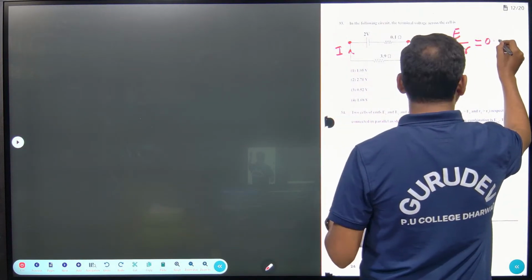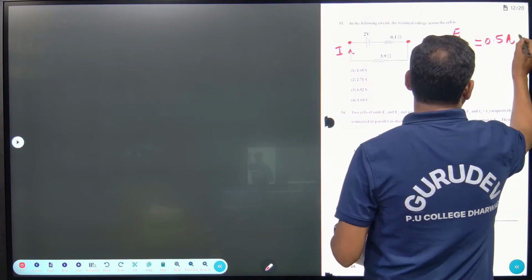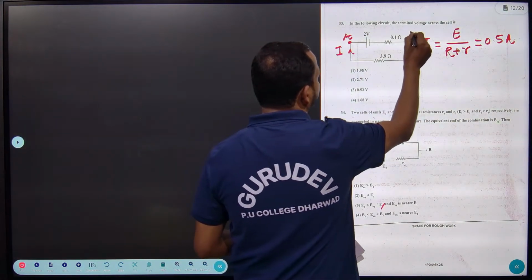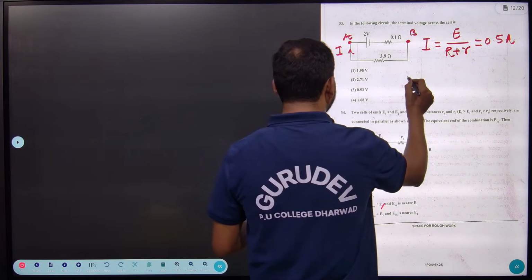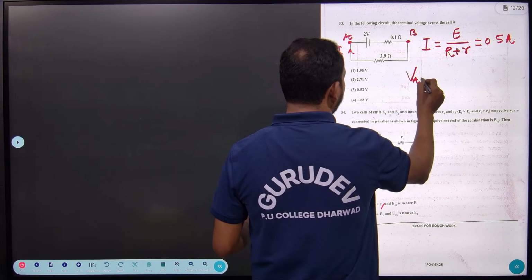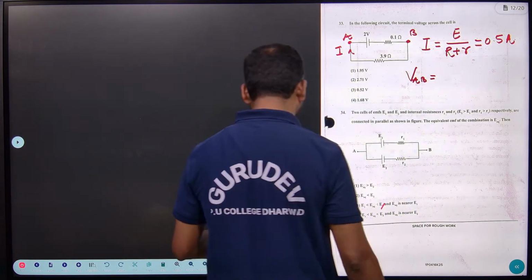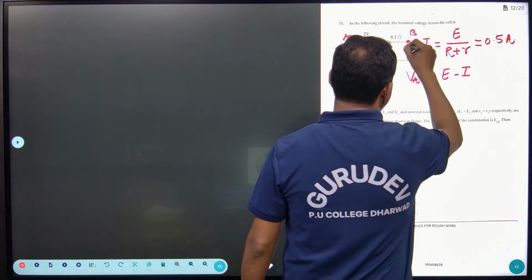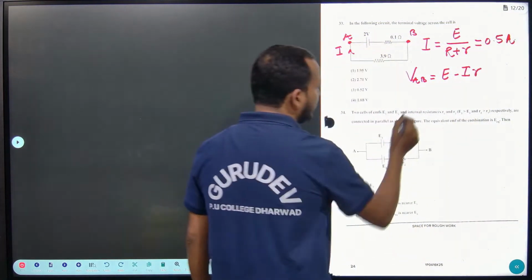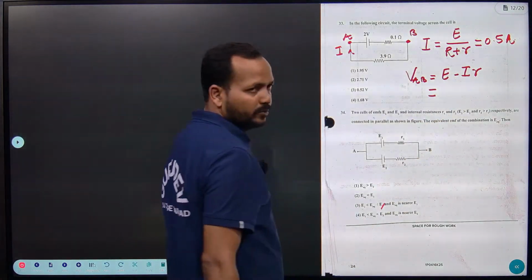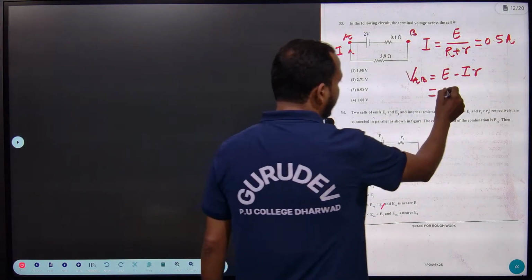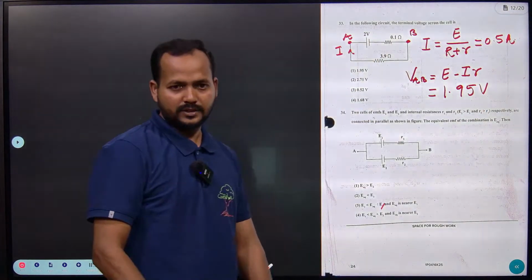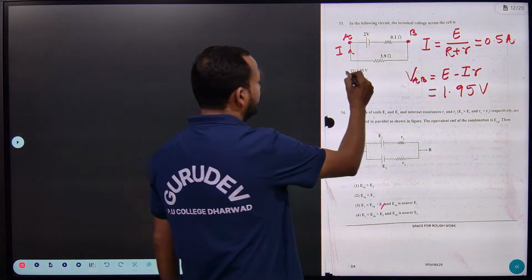Sorry, 0.5 ampere. So this 0.5 ampere you can use to calculate the potential difference across point A and point B. So that is potential across VAB is equal to total EMF E minus current through the circuit into internal resistance R. If you solve this one by putting the values, you will get 1.95 volt. So this is the answer. Okay, so that is the first option.